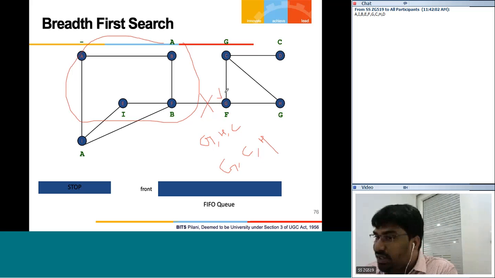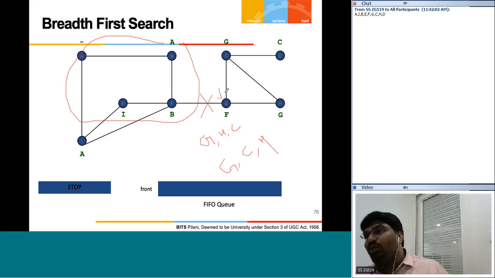Now you understand? Got it. That's why it is called BFS. If you are saying no, I visit G, then C, then D, then you are traveling in a particular path, and I can only come back once I go to a dead end. That is depth first. Okay, let's work on the depth first search.